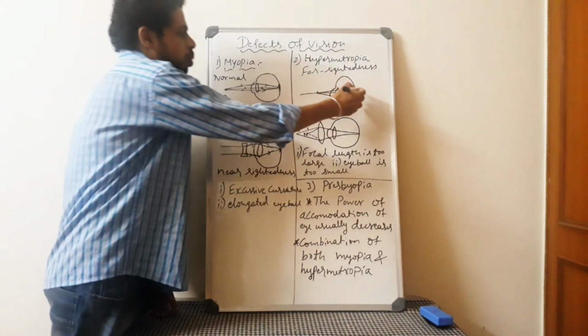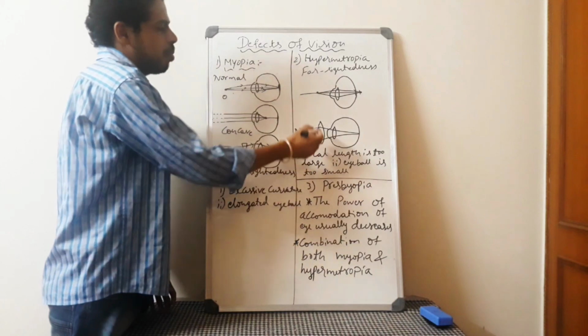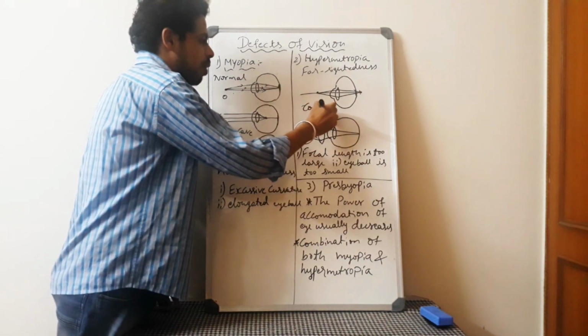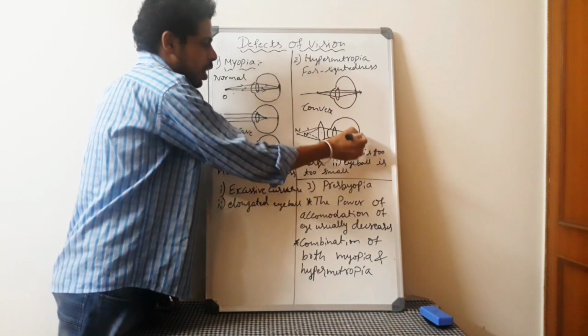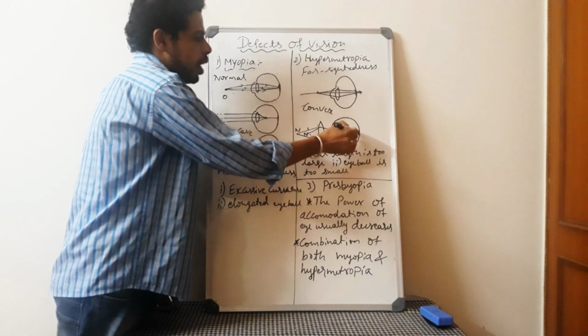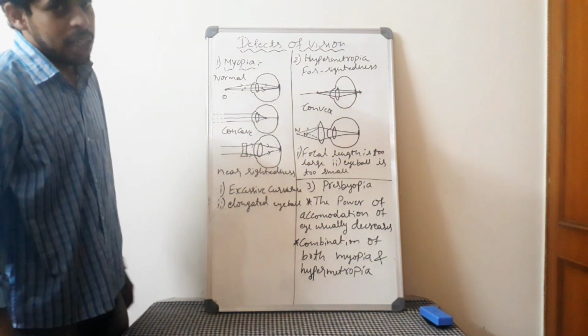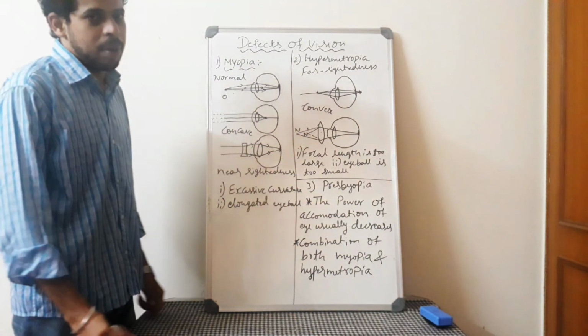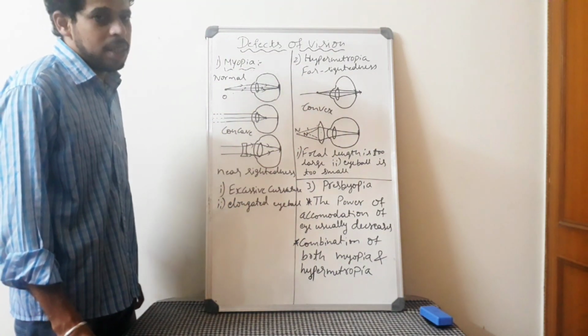So what should we do? We have to bring it forward. How to bring it forward? By using a convex lens here. A convex lens is a converging lens. So instead of converging here, if you use one convex lens, it will converge earlier, and the image will be formed on the retina. That is how we can correct the defect of hypermetropia.